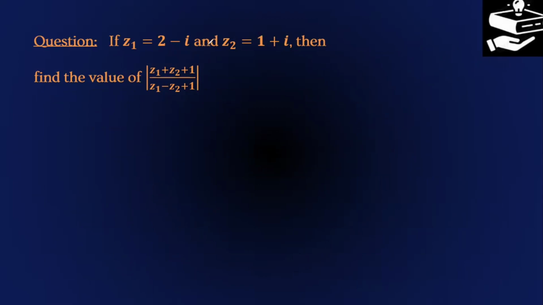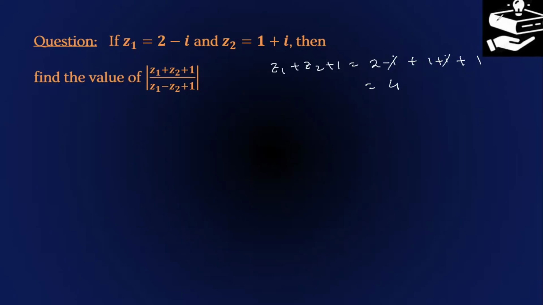Z1 is given as 2 minus i and Z2 is given as 1 plus i. What you need to find out is the value of mod of Z1 plus Z2 plus 1 over Z1 minus Z2 plus 1. So let's calculate Z1 plus Z2 plus 1 and Z1 minus Z2 plus 1 separately. Let's do Z1 plus Z2 plus 1 first. Z1 is 2 minus i plus Z2 is 1 plus i plus 1 was there. If we add them up, 2 plus 1 plus 1 will give you 4 and minus i plus i will get cancelled out, right?